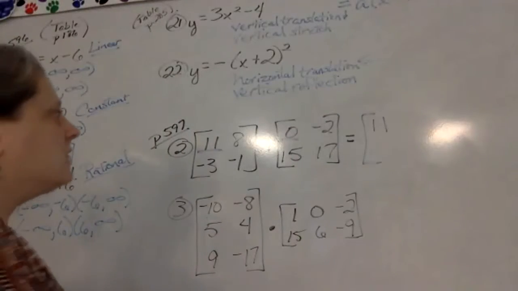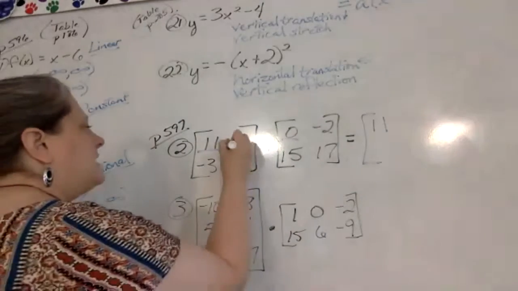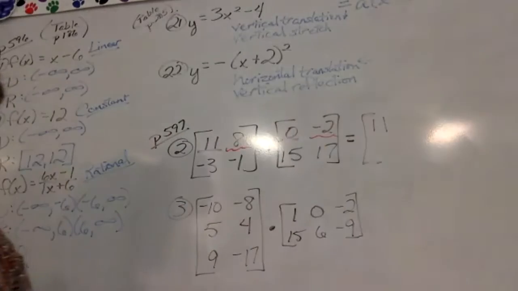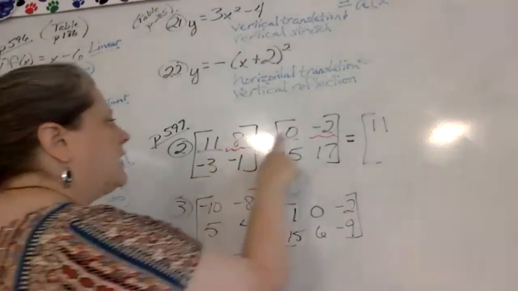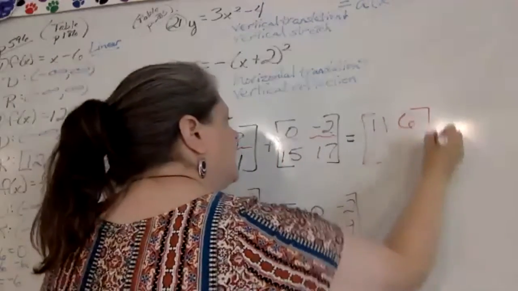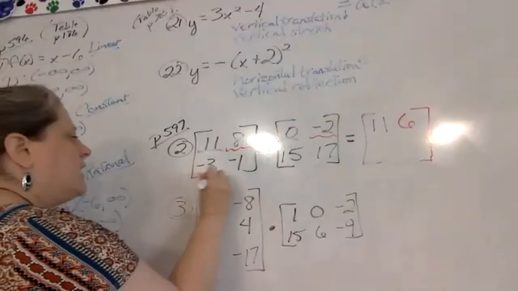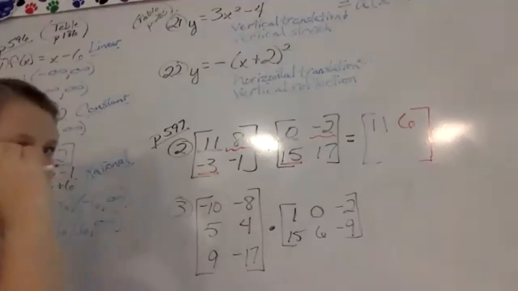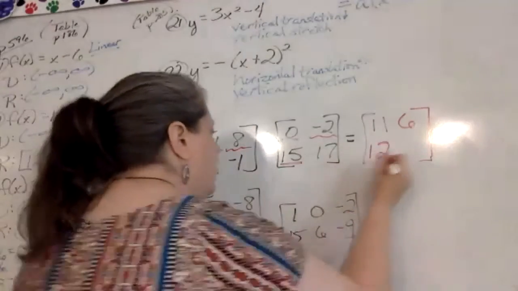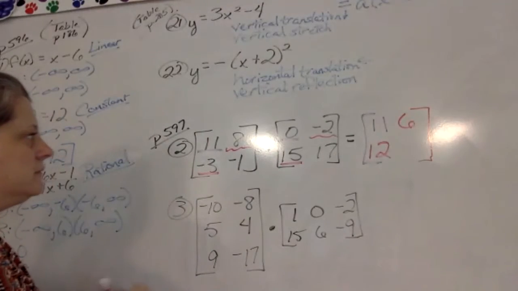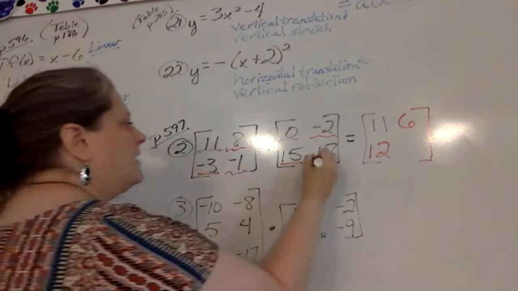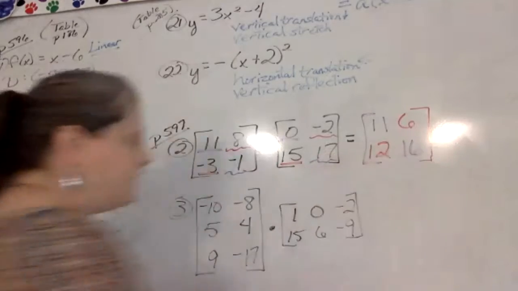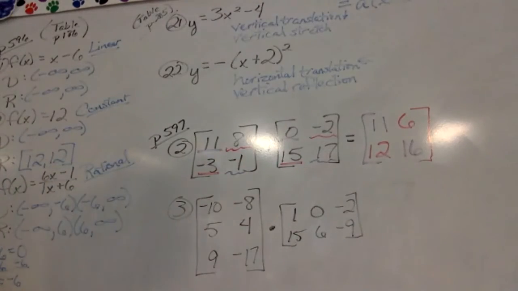All right, so the next one has 8 and -2. They're in the top right corner in both of them, so they're corresponding, they're in the same spot. So 8 plus -2 is 6. Then I have -3 and 15. When you add a negative and a positive, remember you subtract. We get 12. And then my last one, I have -1 and 17. So I subtract and get 16. Just add the corresponding elements.